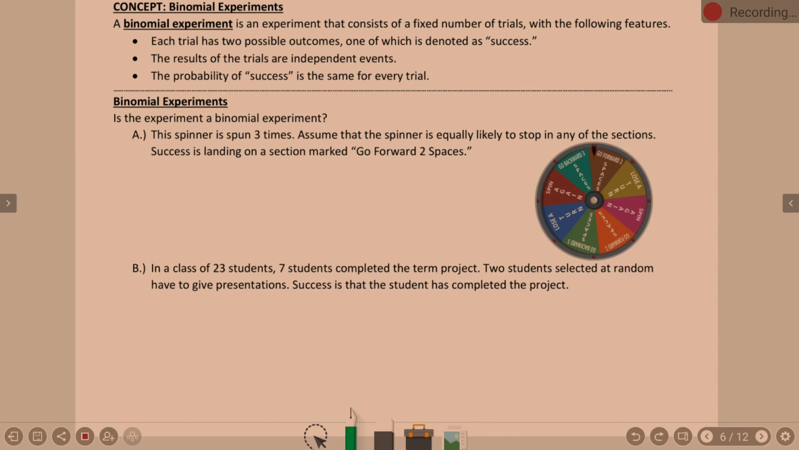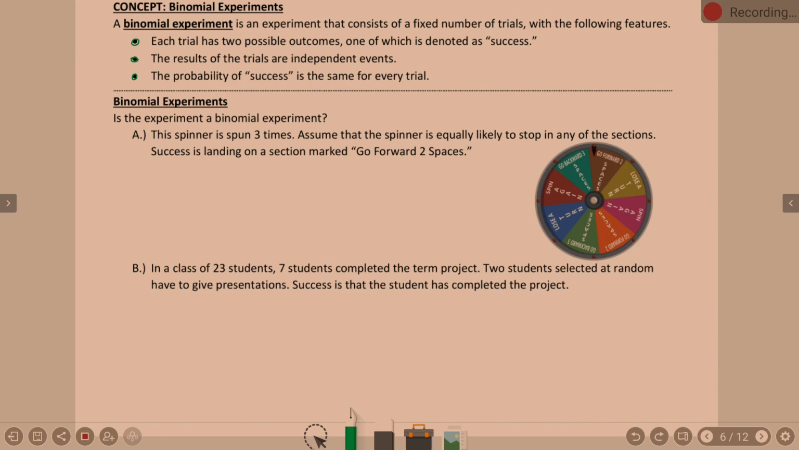Binomial experiments. A binomial experiment is an experiment that consists of a fixed number of trials with the following features. One of the things we're going to do here is decide what's a binomial experiment and what's not. If it is a binomial experiment, it must meet these three qualifications. Each trial has to have two possible outcomes. One is denoted as success. The other is usually everything else.